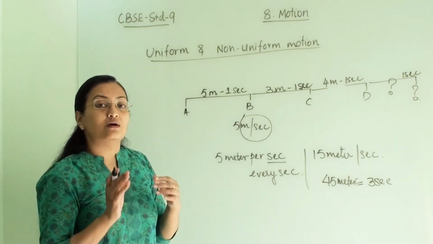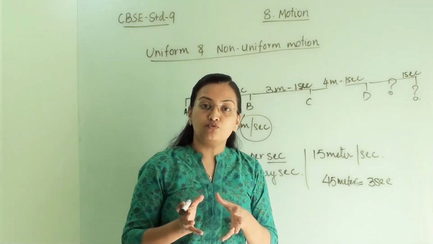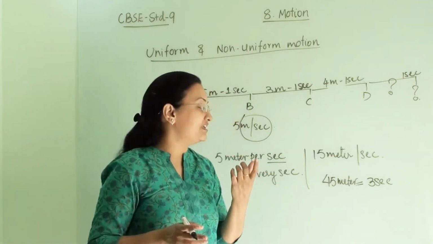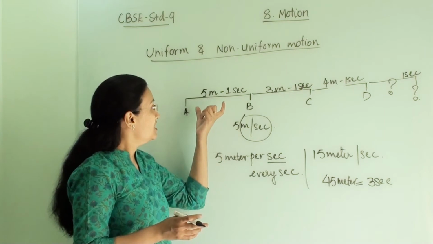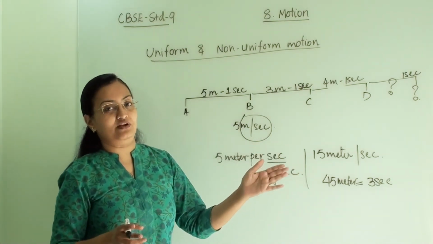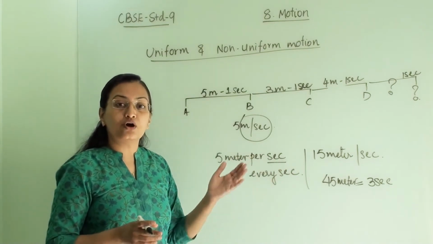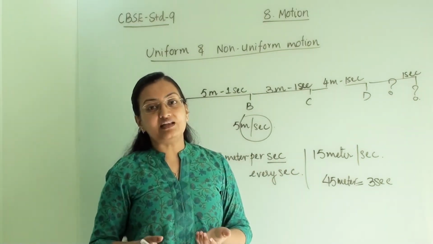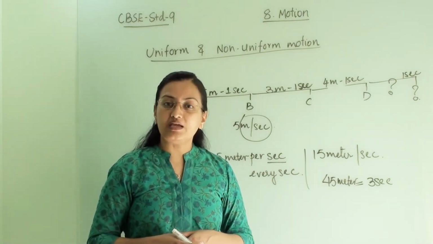So this is the basic difference between uniform motion and non-uniform motion: in uniform motion the distance will be equal in equal intervals of time, and in non-uniform motion, in every time interval, the distance will not be equal.